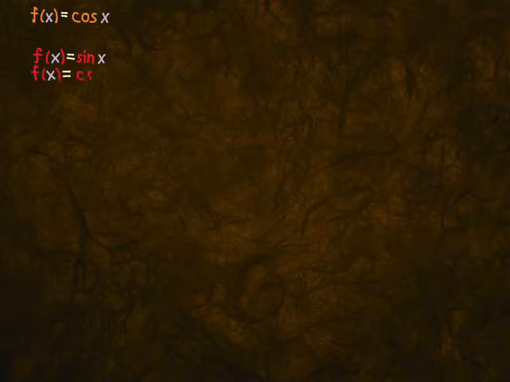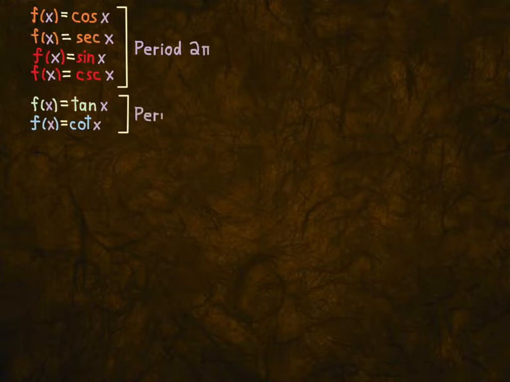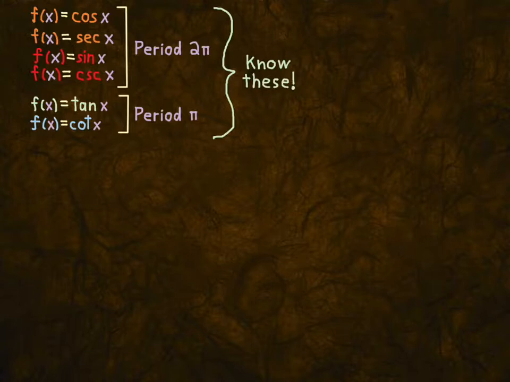So this video is not very long. I'm just going to list the 6 different trig functions and their periods just in one place, so you have it where it's easy to find. So the cosine, secant, sine x, and cosecant x, they all have period 2 pi. Tangent x and cotangent x have period pi.